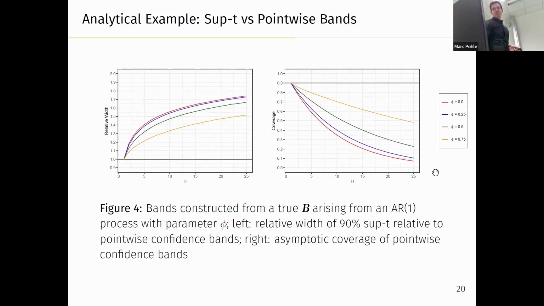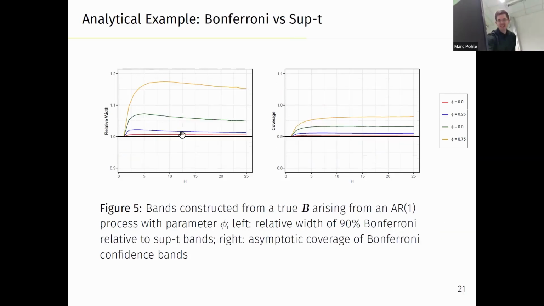Okay, now we come to the Sven question. This is the same comparison for Bonferroni versus sup-t. So this is the relative width of Bonferroni and sup-t. And here you see that under independence, Bonferroni bands are a tiny bit wider than sup-t, but this is negligible, I would say. And for strong temporal dependence, they are quite a bit wider, so 50% or so. And this is the over coverage they have, the conservativeness they have.